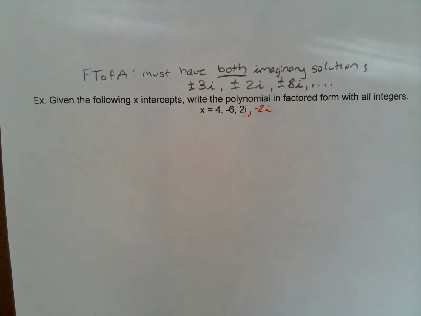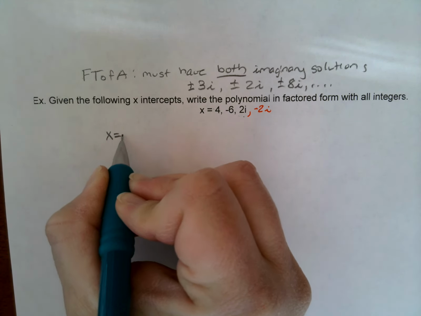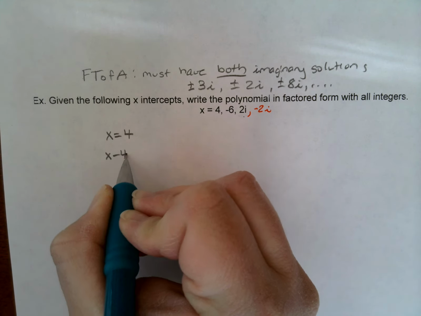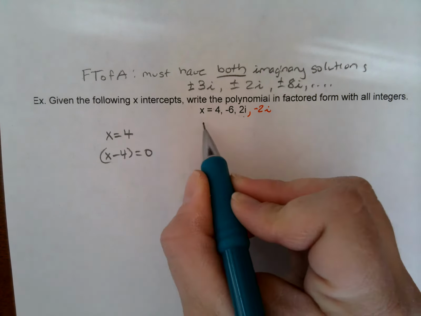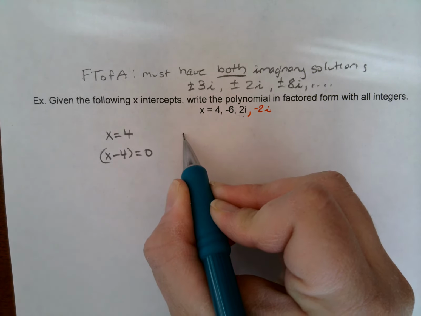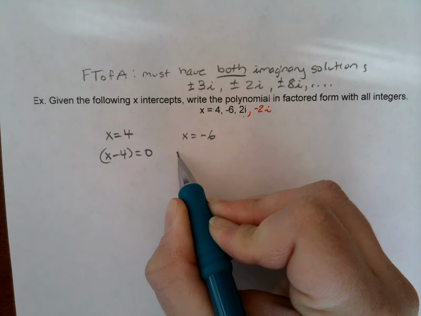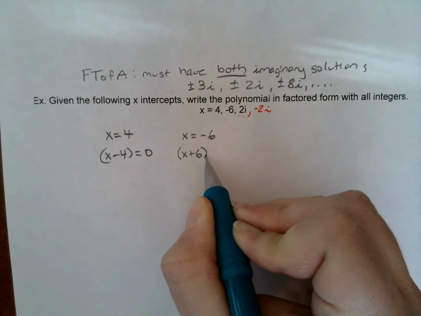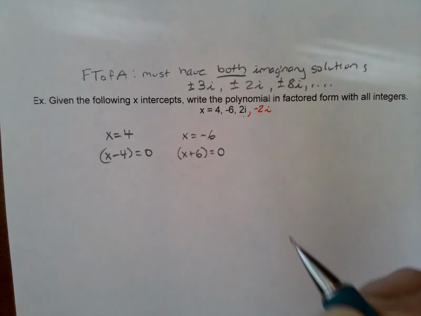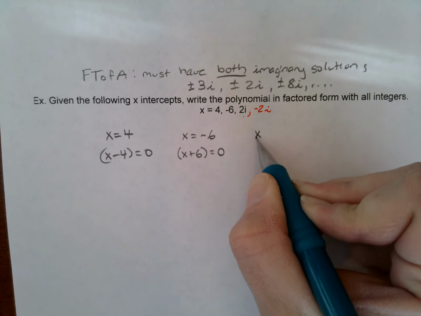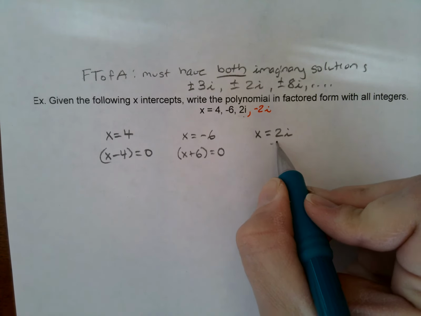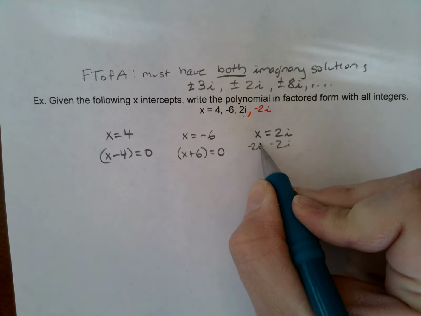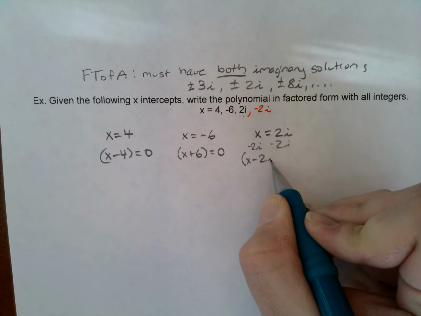So we could do the first two pretty easily. x equals 4, so that means x minus 4 is my factor. Boom, got one. Then I've got my next one. x equals negative 6, so therefore x plus 6 is my factor. Boom, I got another. Oh gosh, what am I going to do? Well, I'm just going to go with my basics. I'm going to subtract it to the other side. So now I do have another one.